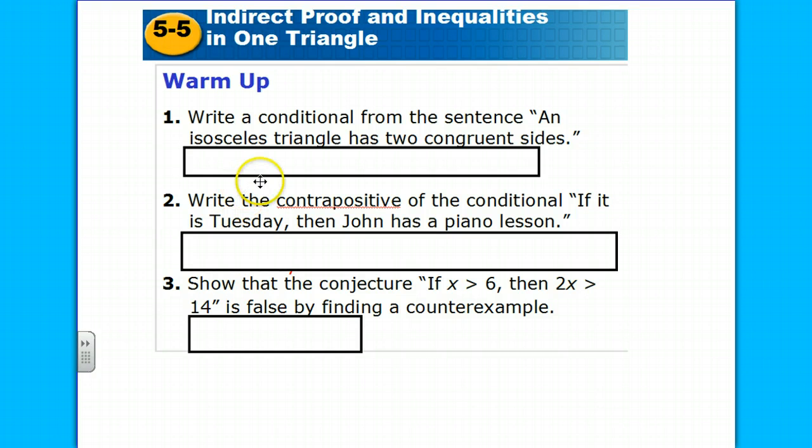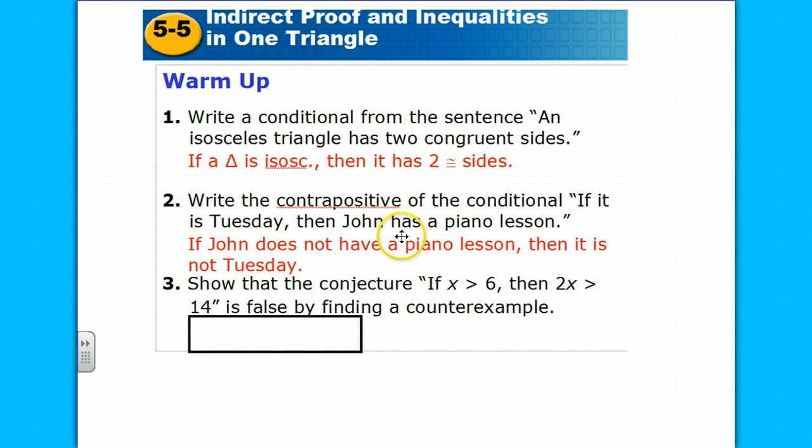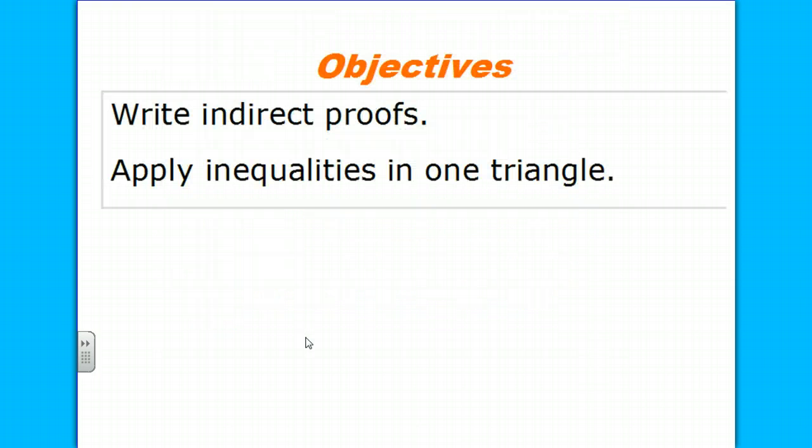The conditional would be if a triangle is isosceles, then it has two congruent sides. Remember contrapositive? It would be if not Q, then not P, right? So if John does not have a piano lesson, then it is not Tuesday. And what counterexample did you come up with? Probably 7, right? Okay, today's objectives: write indirect proofs and apply inequalities in one triangle.